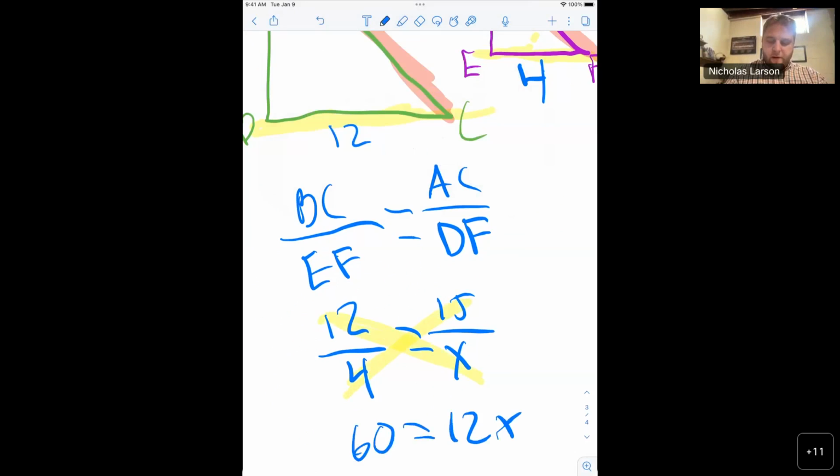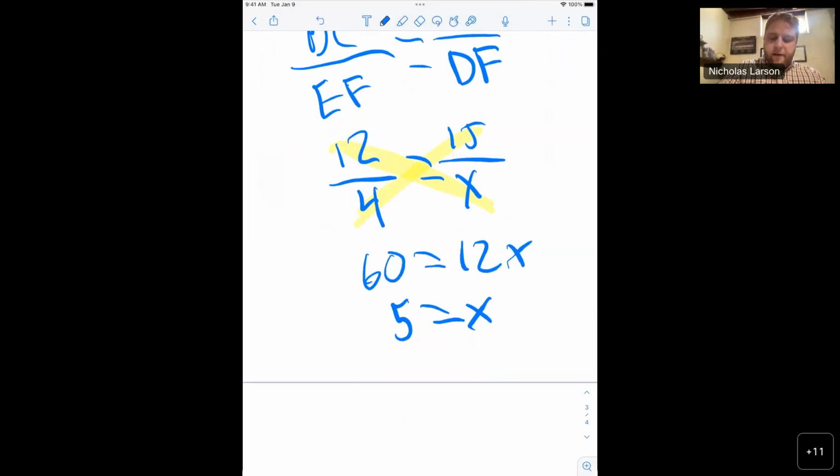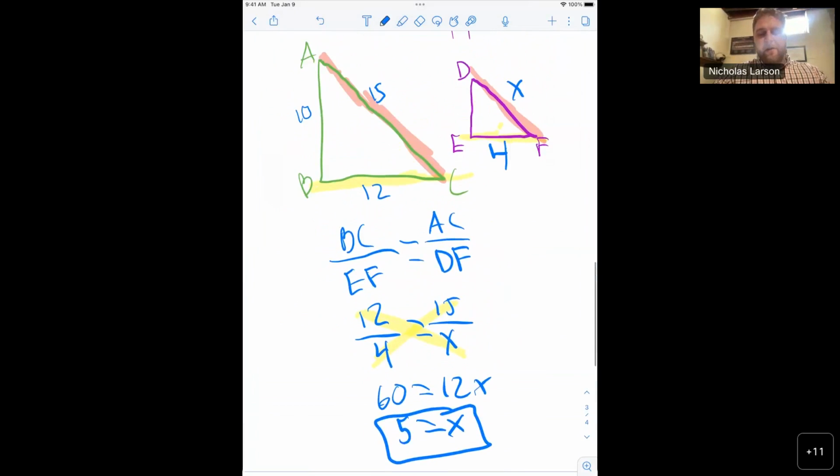60 equals 12x. And then if I divide by 12, I get 5 equals x. So you can use relationships, you can use proportions to solve. This is actually geometry. You guys are doing geometry right now.